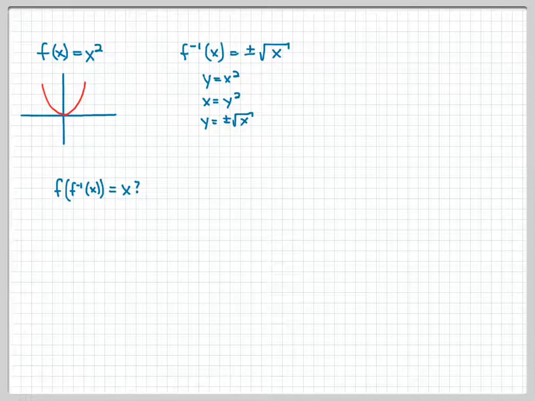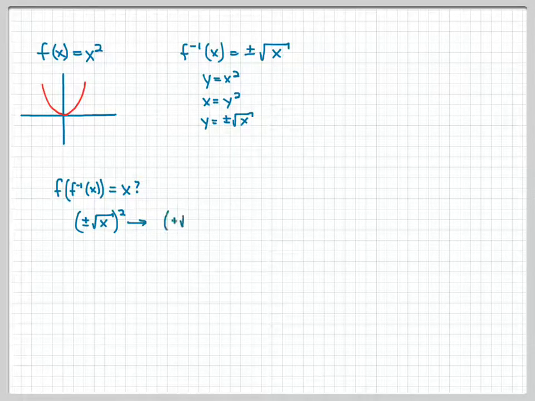So the inverse, the plus or minus square root of x, is going to go into our original function. So we're going to have that squared. So we have to look at it in two pieces. We've got to look at the positive piece and the negative piece. So let's look at the positive piece. If we have a positive square root of x squared, then that's going to equal x, right? Because the positive is like a positive 1. 1 squared is 1. Square root of x squared. The square root and the square cancel out, you're left with x.